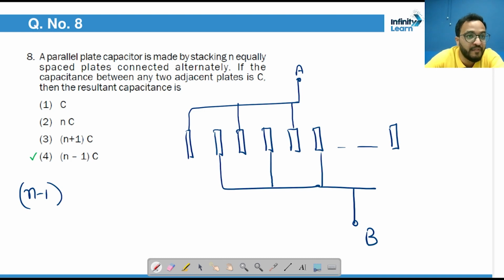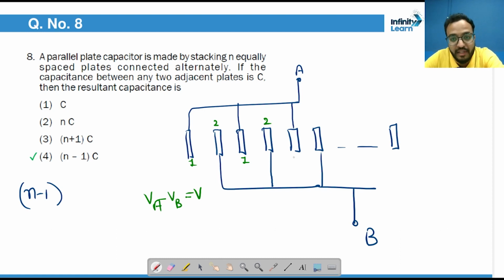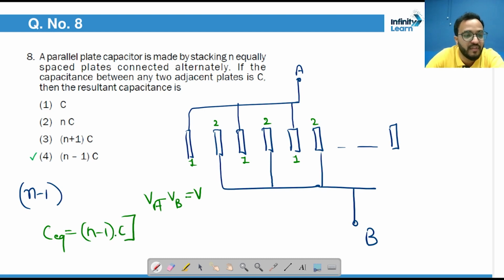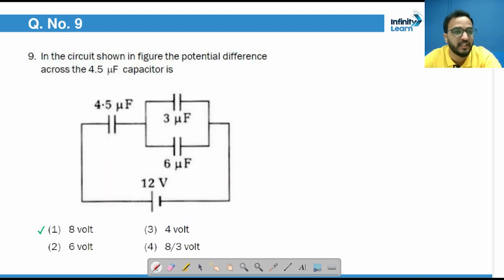Across every capacitor, or across every plate pair, 1 and 2, the potential drop is VA minus VB, that is V. So the potential drop across every capacitor is the same. That means they all are in parallel, and when they are in parallel, what is the equivalent capacitance? Total number of capacitors multiplied by the capacitance of a single capacitor. Got it? So the answer is the fourth option, (n minus 1) C.